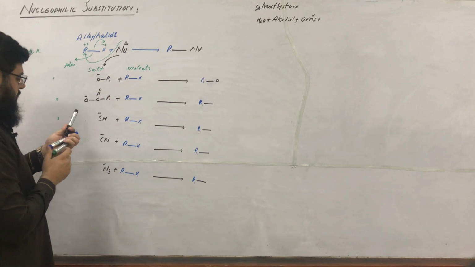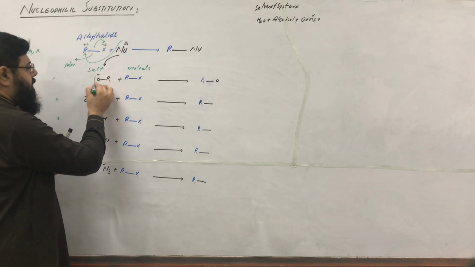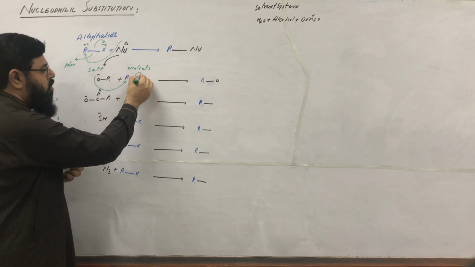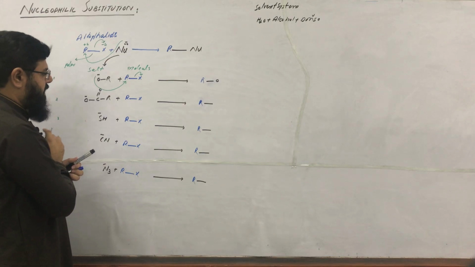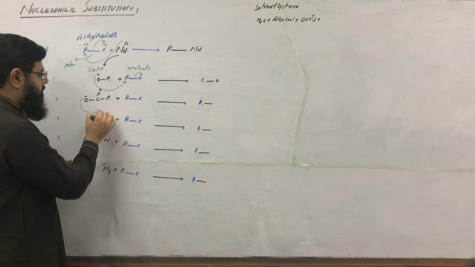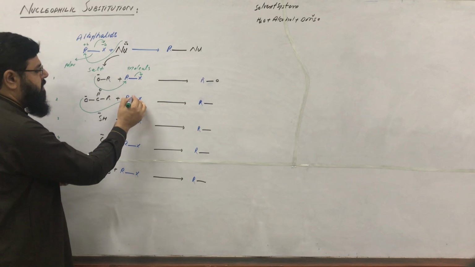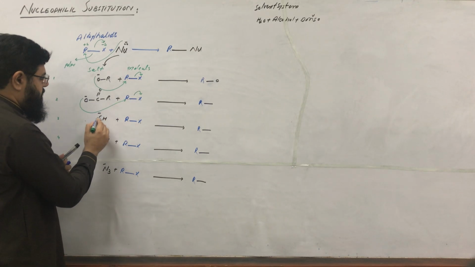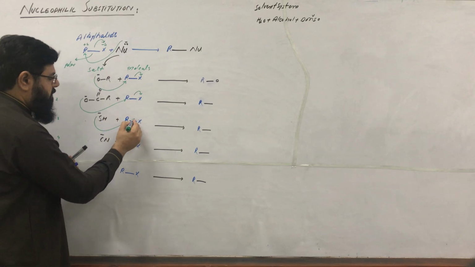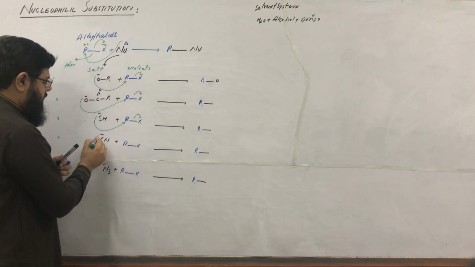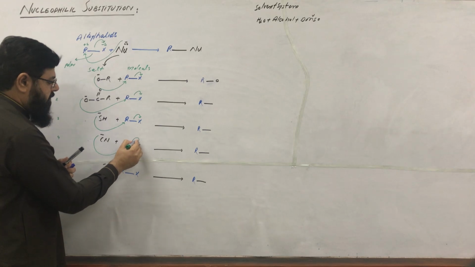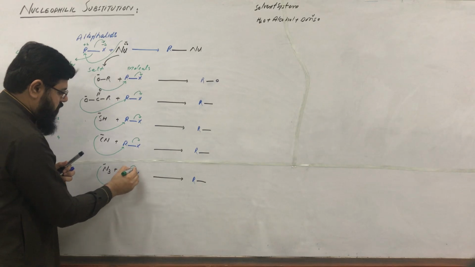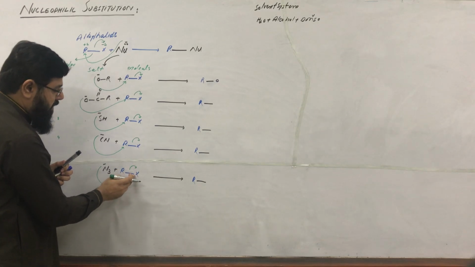So, this negatively charged oxygen can attack the partial positive part of the alkyl halide, and there will be a cleavage of the R-X bond. Similarly, this negative charge on oxygen will attack this partial positive carbon, and there will be cleavage of the R-X bond. Likewise, this reaction will happen in the same pattern. In this case, a similar kind of reaction will take place, and in the last case a similar cleavage will happen between R and X.